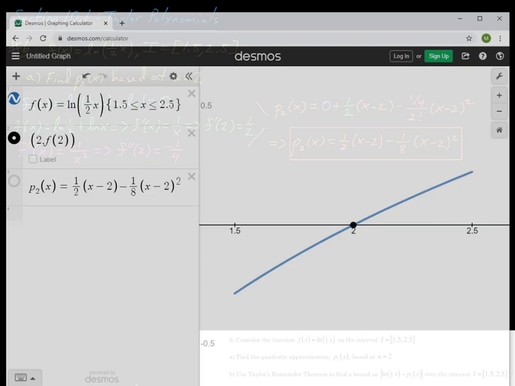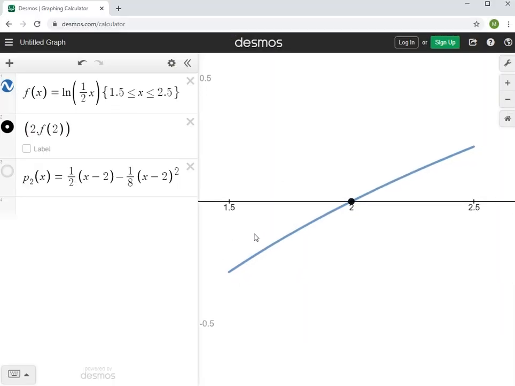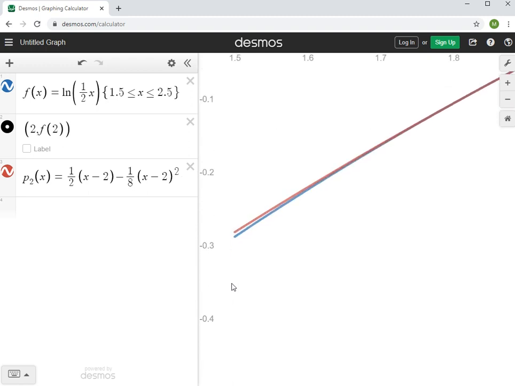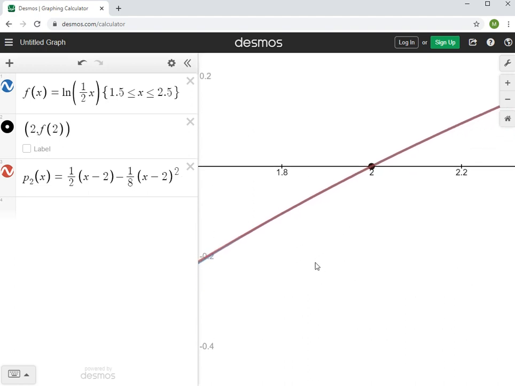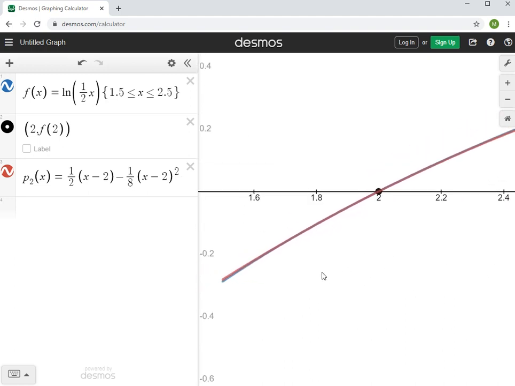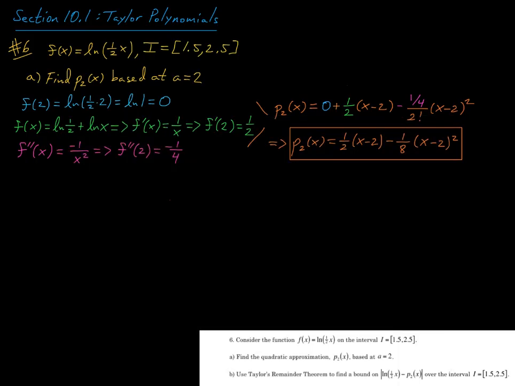And now let's go ahead and look at the graph. So here in blue is the graph of the log function, and we're looking at things centered at this point in black, 2 comma f of 2. And now if I graph p2, like we saw in the last video, this looks pretty darn good as far as approximating the blue curve. Over here at the endpoints, we can see, yes, there is some gap, and now it's our job in part B to find an upper bound on that gap. Okay, that's what part B says.